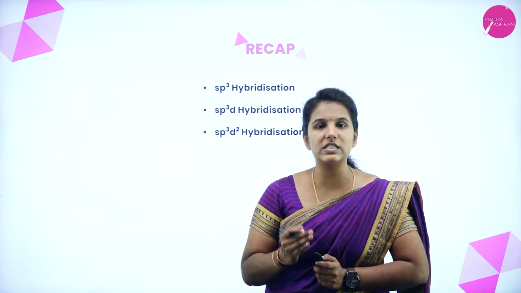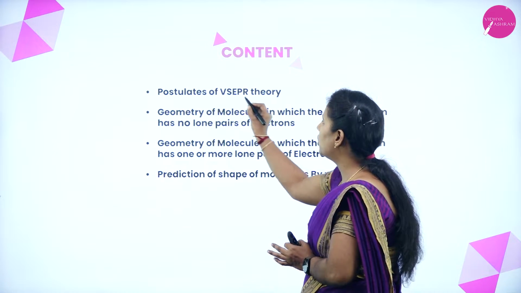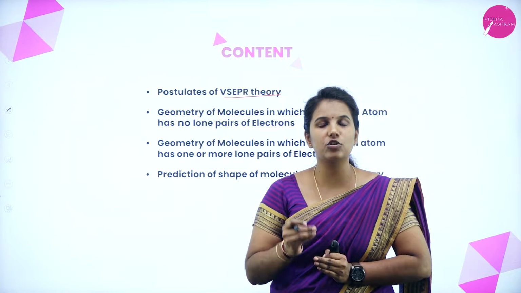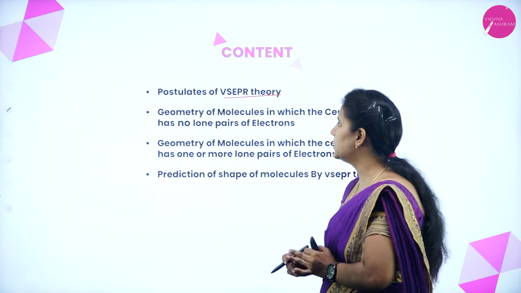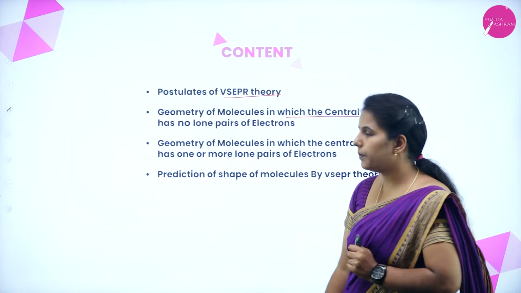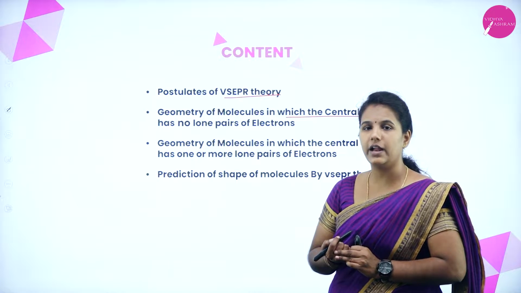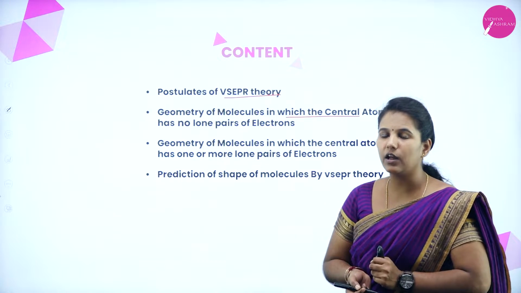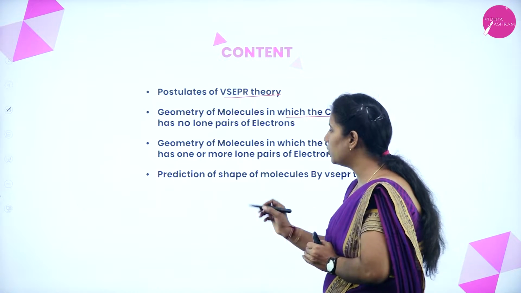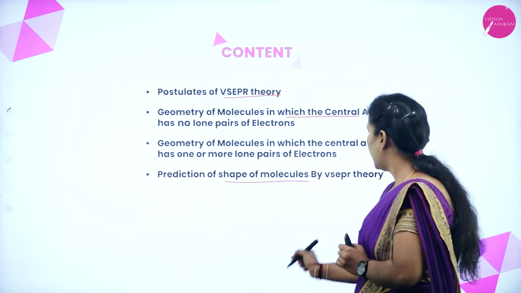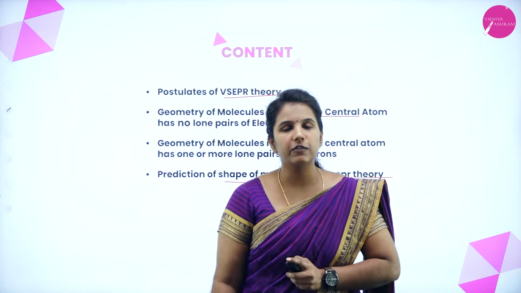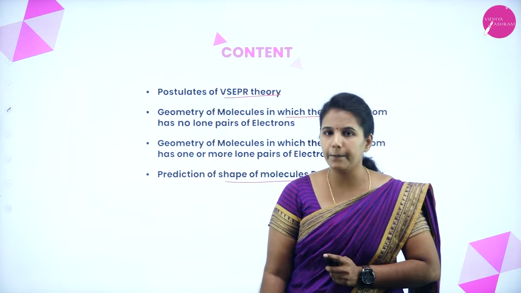Today, we will move on to the next topic of this unit, the postulates of VSEPR theory, that is, valence shell electron pair repulsion theory. We are going to understand the geometry of molecules in which the central atom has no lone pair of electrons, and also the geometry of molecules with a central atom with one or more lone pairs of electrons. At the last, we are going to discuss the prediction of the shapes of molecules using VSEPR theory. So let's see what VSEPR theory is and what the postulates are first.